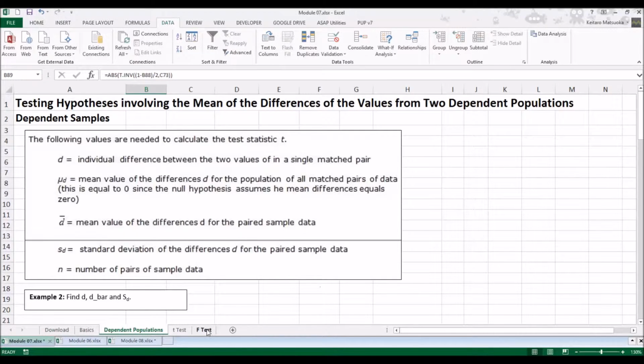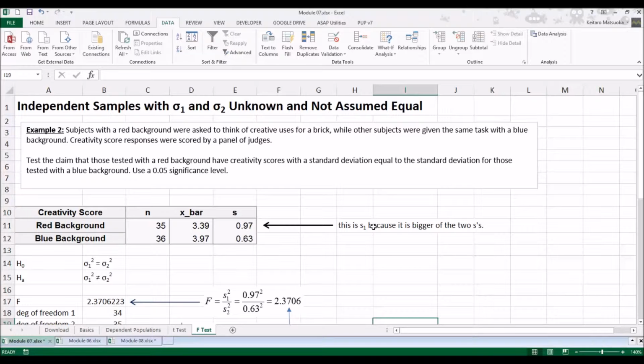So let's go to F-test. F-test involves two independent samples, so back to independent, with standard deviation 1 and standard deviation 2 unknown, and we're going to assume they're not equal to each other. So how do you compare standard deviations from independent samples? Here's how. Example. Subjects with the red background were asked to think of creative uses for brick, while other subjects were given the same task with the blue background. Creativity responses were scored by a panel of judges.